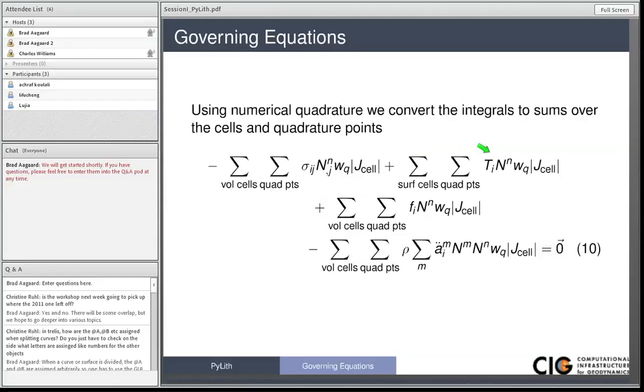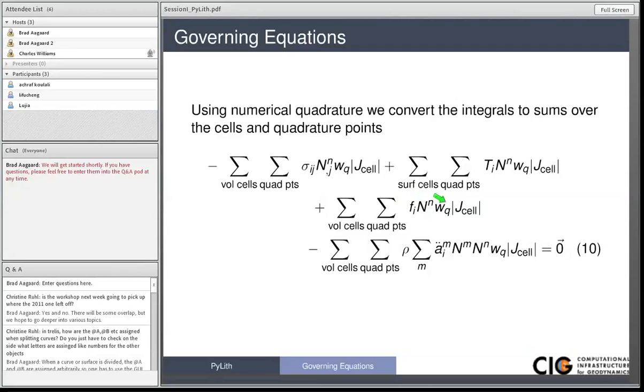We have an integration over the surfaces with our traction, basis functions, weights, Jacobian of the cell. We have sum over the quadrature points of the volume for our body forces, basis function, weight, as well as the determinant of the Jacobian, and the same thing for our acceleration term.